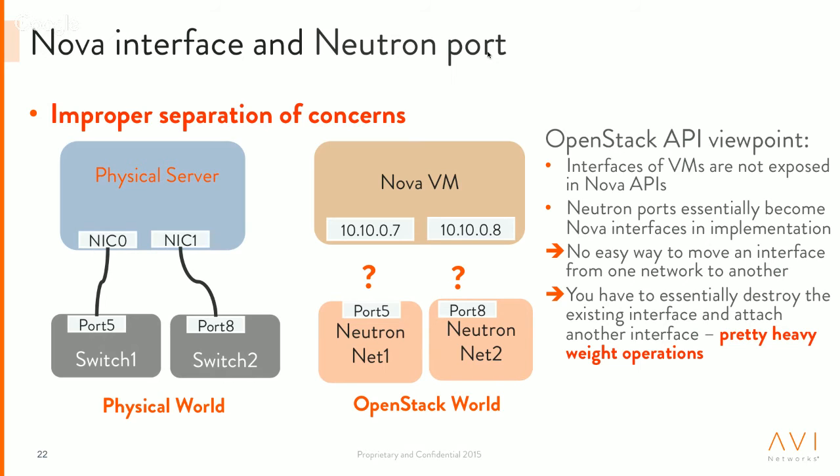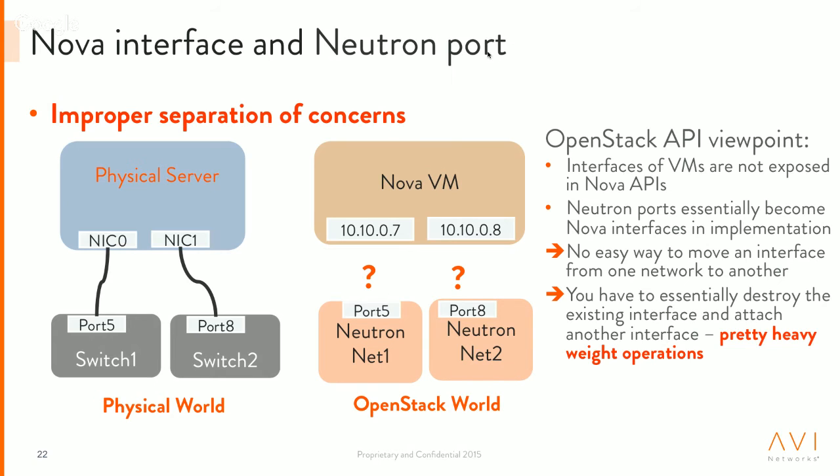The way it's implemented, they are very tightly tied together, and a lot of problems happen because we are talking about two different services, Nova and Neutron, trying to use the same objects, like those Neutron port objects. You then need to synchronize them well across those two services. This also poses an issue: there is no easy way to move an interface from one network to another.